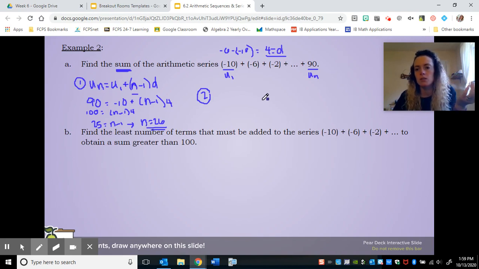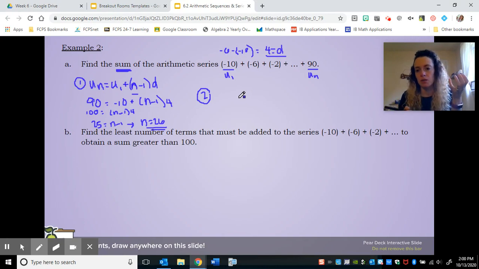It's really just your preference. For me, one of the formulas has u sub 1 and u sub n, and you really only want to use that if you have the last term like we have in this example. If we didn't have 90 and it instead just said find the sum of the first 5 terms, then the other formula might be better. It really doesn't matter.